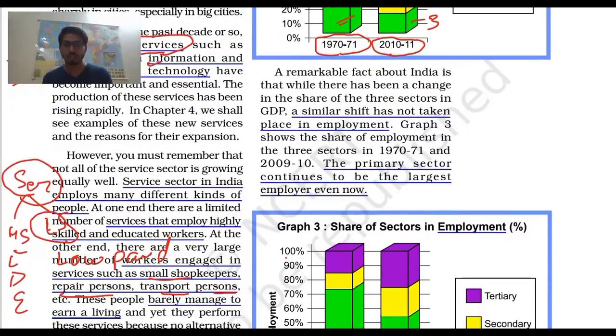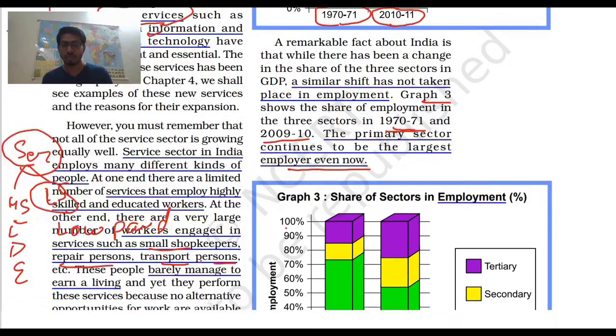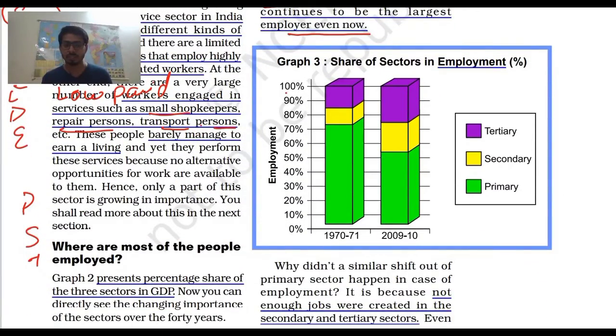So now let's see a remarkable fact. A shift has taken place in the employment. Graph 3. So now we will see the graph 3. The three sectors in 1970-71 and 2009-10, the primary sector continues to be the largest employer even now. So let's see here what is showing in the graph 3. It is showing the percentage of employment. So again considered as 100%.